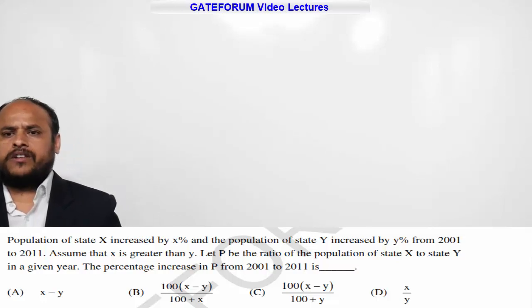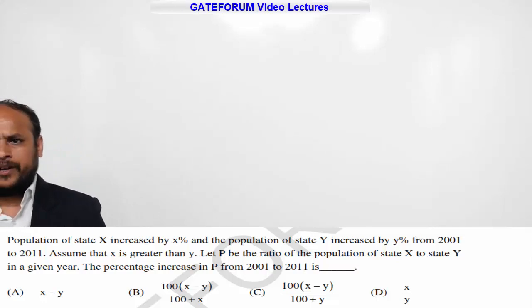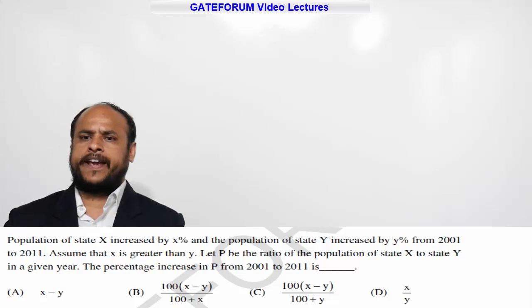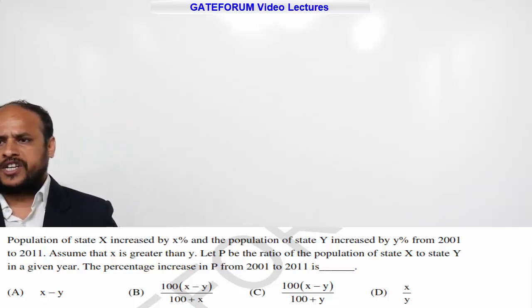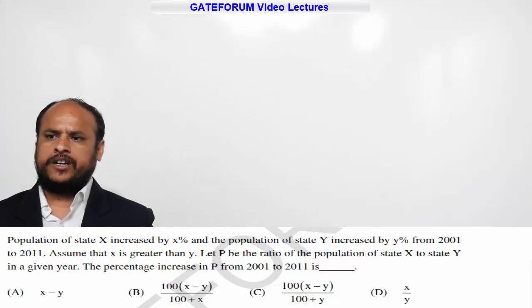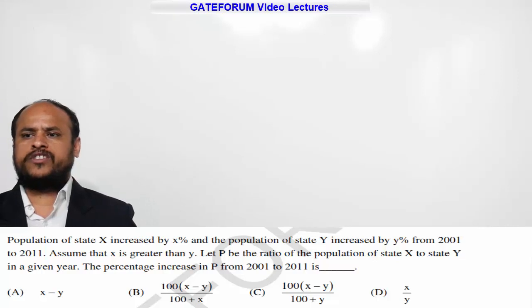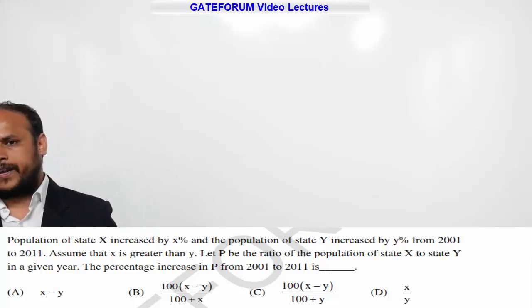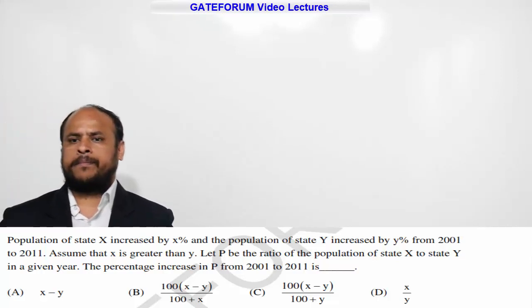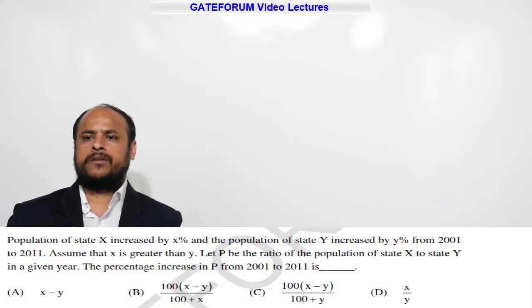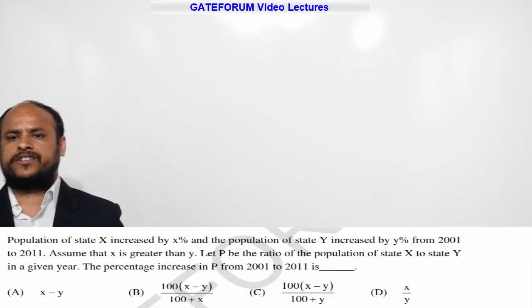This question belongs to civil set 2. The question is: the population of state X increased by X% and the population of state Y increased by Y% from 2001 to 2011. Assume that X is greater than Y. Let P be the ratio of the population of state X to state Y in a given year. The percentage increase in P from 2001 to 2011 is dash.